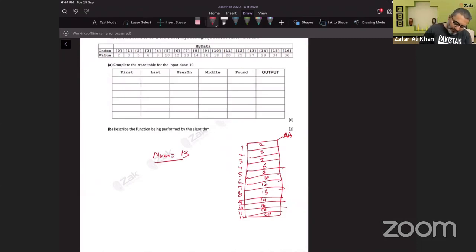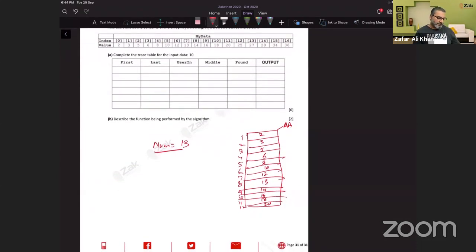What will the system do? The system will try to find the center of this array. So what will be the center? The center will be exactly between 6 and 7: 1, 2, 3, 4, 5, 6 values above, 1, 2, 3, 4, 5, 6 values down. So center plus 1 will be taken. So let's say this is the lower bound, this is the upper bound.